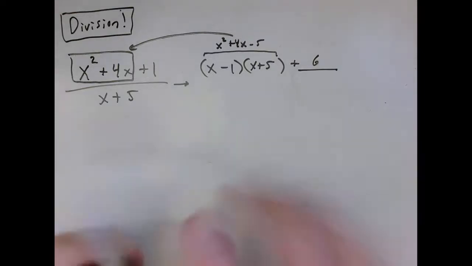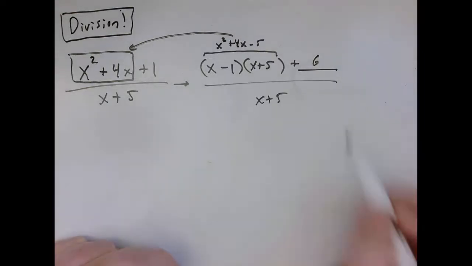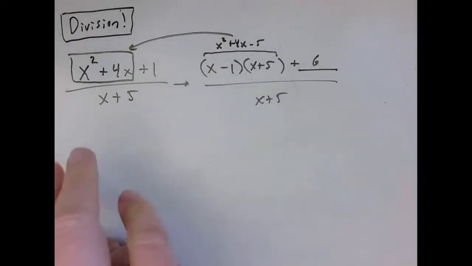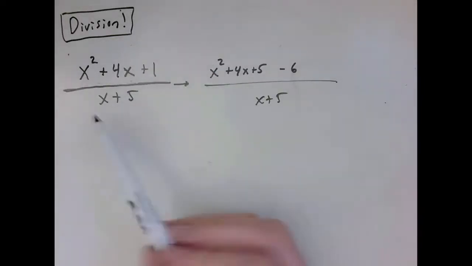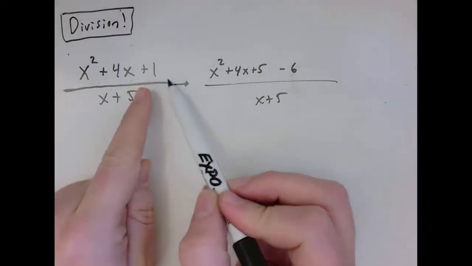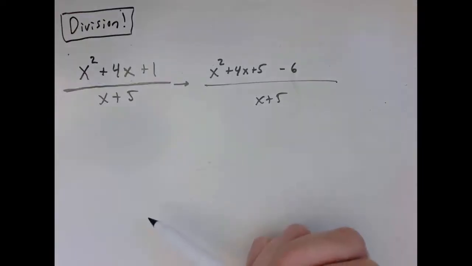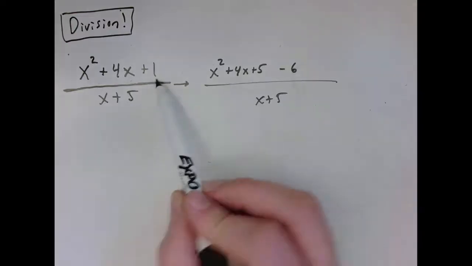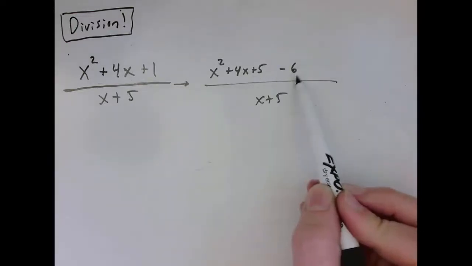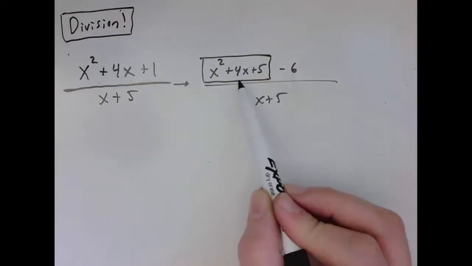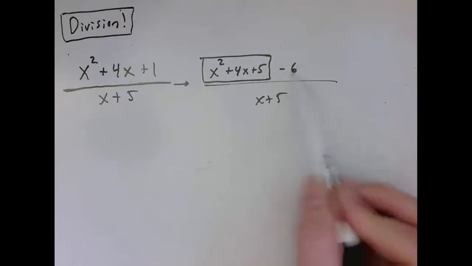And this is all still over x plus 5. But let's look and see what we've done to compare to last time. Last time, if you remember, we took our constant, which was 4, and we broke it into two parts. We had plus 3 and plus 1. This time, we have the constant 1, and we broke it into two parts. 1 is the same as 5 minus 6, and breaking it up that way has made this piece factorable, and this piece is the remainder.